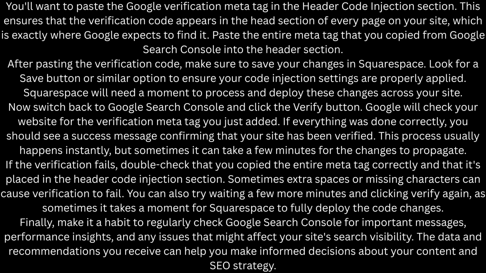Don't forget to submit your sitemap to Google Search Console once verification is complete. In your Squarespace settings, you can usually find your sitemap URL, which typically ends with /sitemap.xml. Adding this to Google Search Console helps Google discover and index your pages more efficiently. Finally, make a habit to regularly check Google Search Console for important messages, performance insights, and any issues that might affect your site's search visibility. The data and recommendations you receive can help you make informed decisions about your content and SEO strategy.